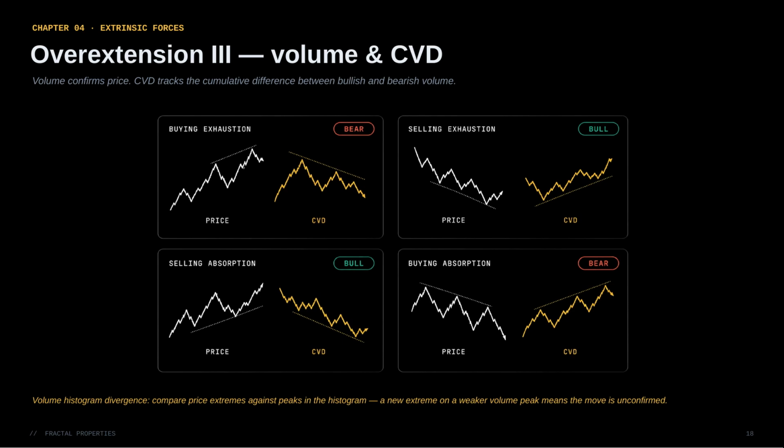Selling exhaustion, lower lows in price, higher lows in CVD: the decline has run out of aggressive sellers. Bullish. Selling absorption, higher lows in price while CVD makes lower lows. Heavy selling is being absorbed by passive buyers. Bullish. Buying absorption, lower highs in price against higher highs in CVD. Aggressive buying is being absorbed by sellers. Bearish. Exhaustion is a side running out of fuel. Absorption is a side being eaten alive.